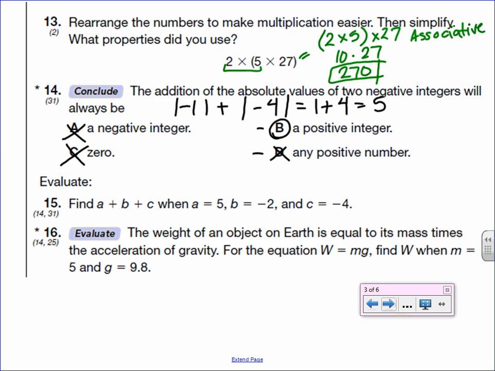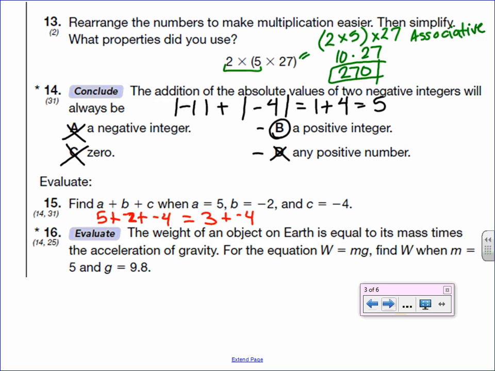Evaluate a plus b plus c when a is 5, b is negative 2, and c is negative 4. So this is practicing adding integers. So I'm going to add 5 plus negative 2 first, working my way from left to right. And they're different signs, so I subtract. 5 minus 2 is 3. And the sign of the higher number is 5. 5 is the higher number, so it's positive. So 5 plus negative 2 is positive 3.